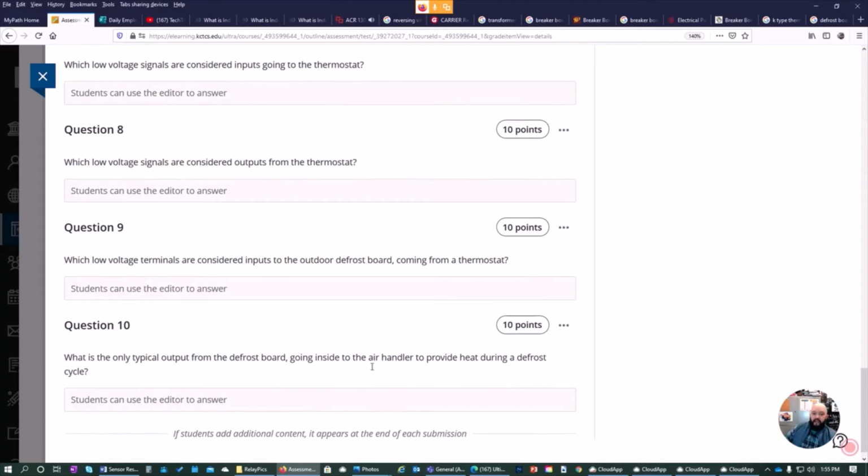That would be everything else. So when R closes to G, it brings on your fan. When R closes to Y, it brings on the contactor outside to cool. When R closes to O, it puts a heat pump in cooling mode. When R de-energizes O, it switches the reversing valve solenoid and runs in heating mode.